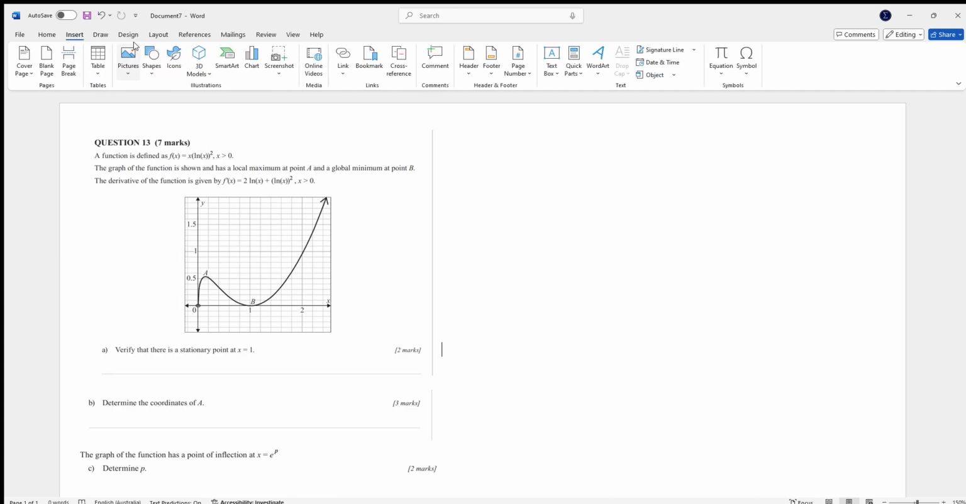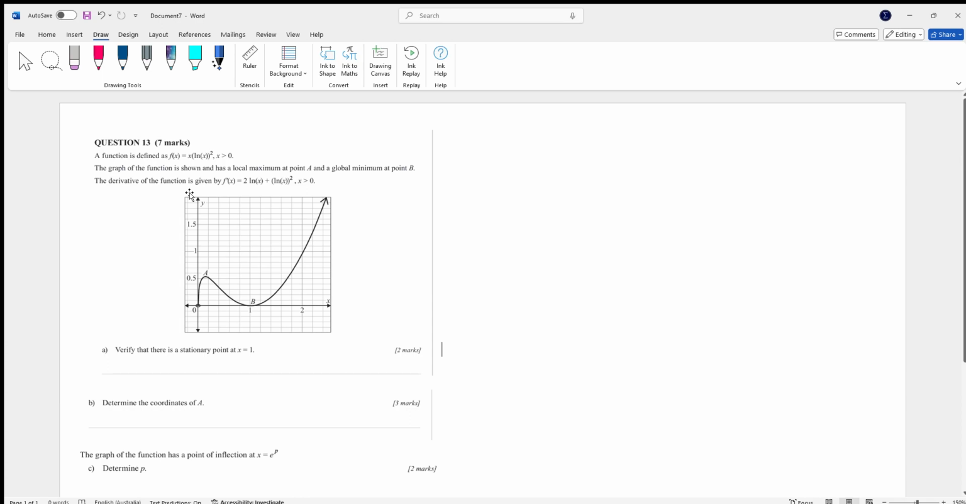But otherwise, let's get straight into it. So, 13. A function is defined as f of x equals x times (log x) all squared for x bigger than 0. The graph of the function is shown and has a local maximum at a point A and a global minimum at a point B. The derivative of the function is given as f dash of x equals 2 ln of x plus (ln x) all squared, still for x bigger than 0. So first of all, they've broken this question up into a couple of parts, and the total marks here is 7.